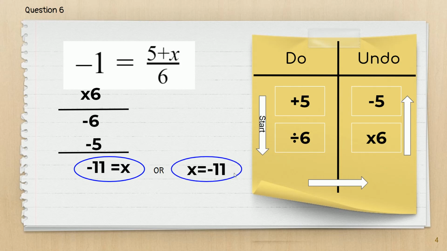Again, you can put it in any order. If it's on the computer, we're going to have x come first, and you just have to fill in the negative 11 part. If you're doing it on paper, you can do either way that you want.